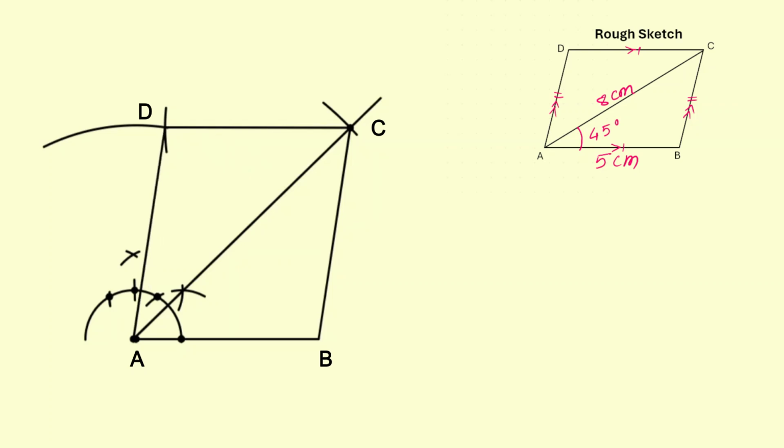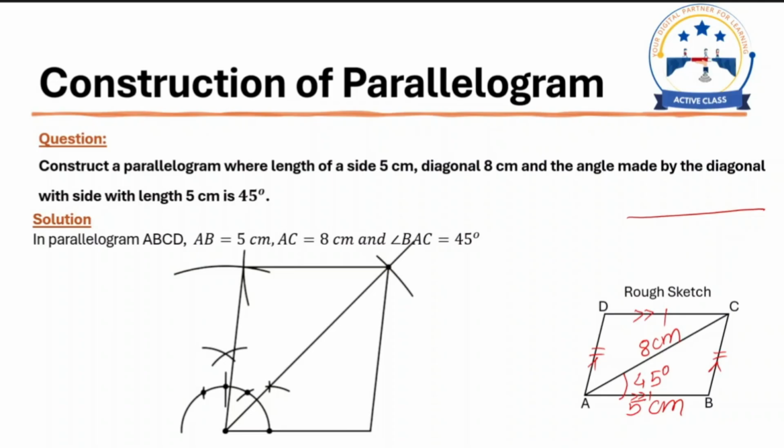My parallelogram is ready. Children, let's label it. A, B, C, D. Opposite sides are parallel and equal. Length of AB is 5 centimeter. AC is 8 centimeter. This angle is 45 degree. Our solution is completed.